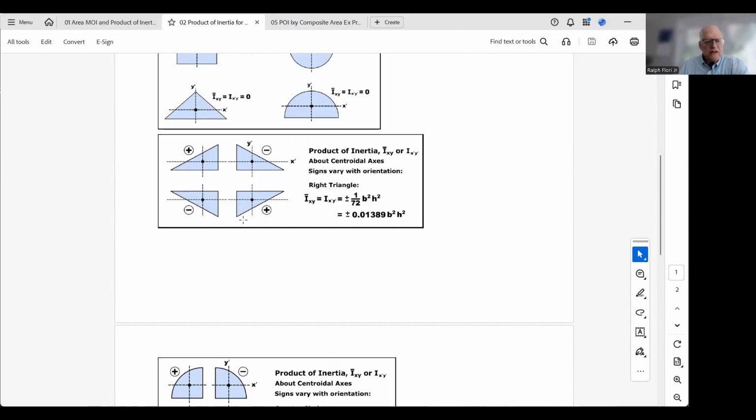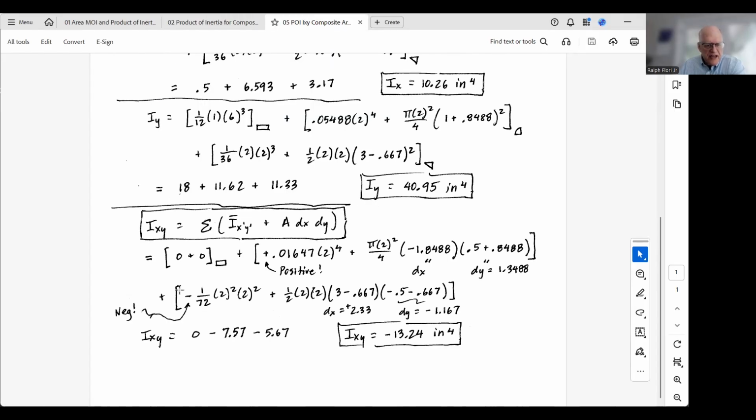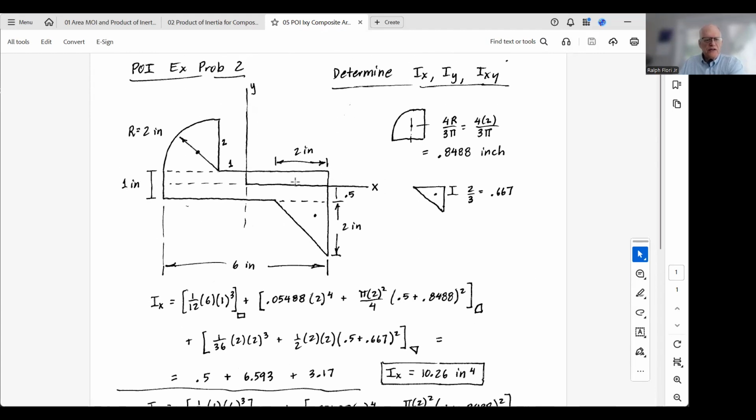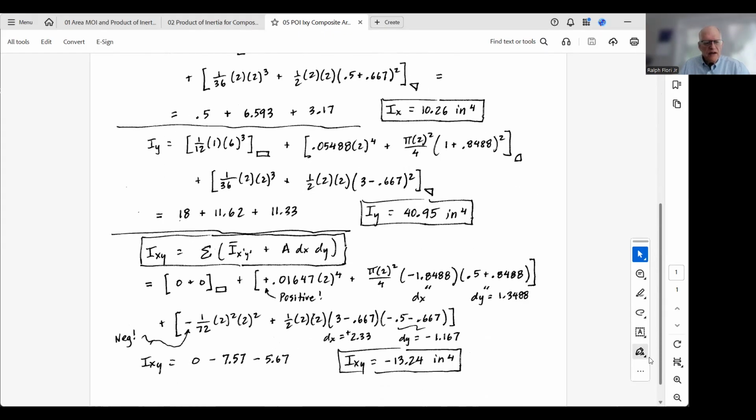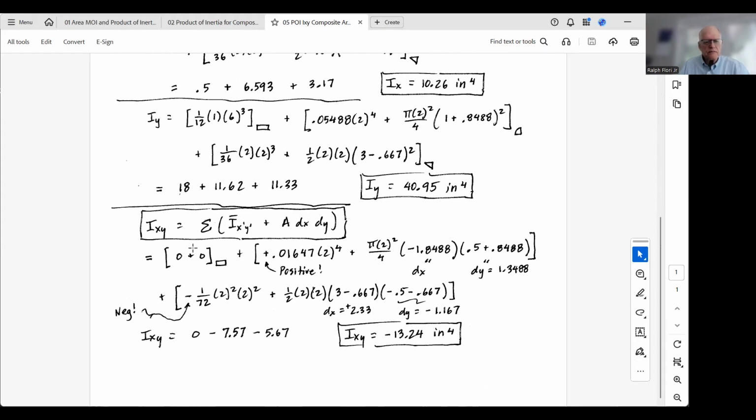And so his centroidal product of inertia will be negative 1/72 b squared h squared. And that's what we did. That's a negative for our triangle. Okay? So for the rectangle, because his centroid is located at the origin, his dx and dy are both 0. Plus, since it's a rectangle, his I bar is 0. So the entire term for the rectangle is 0 plus 0.